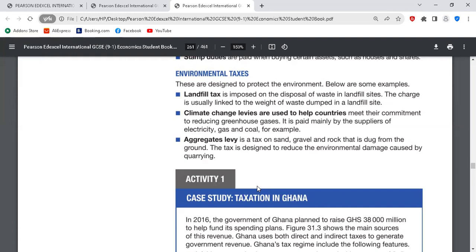Climate change levies are used to help countries make their commitment to reducing greenhouse gases. It is paid mainly by the suppliers of electricity, gas, and coal. So here they pay because you are making sure that the environment continues to be green.